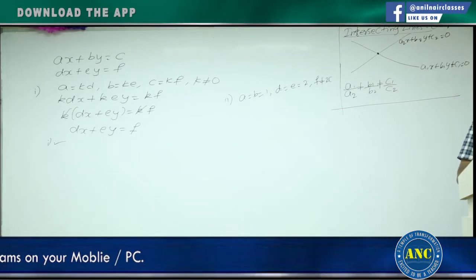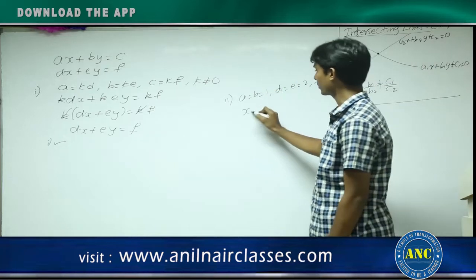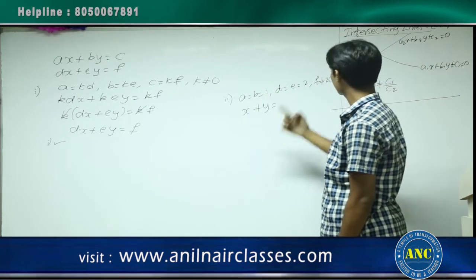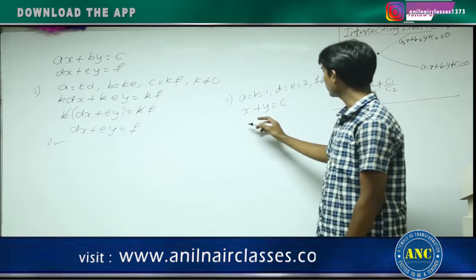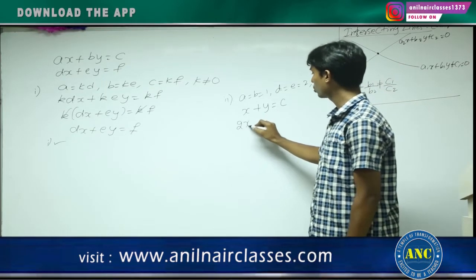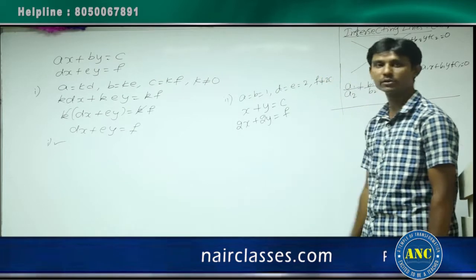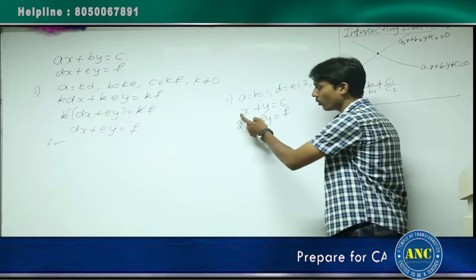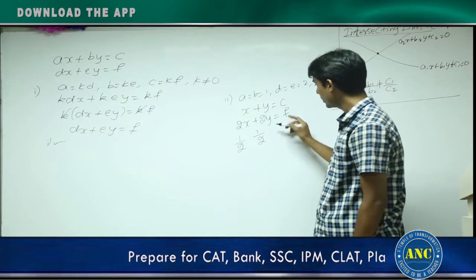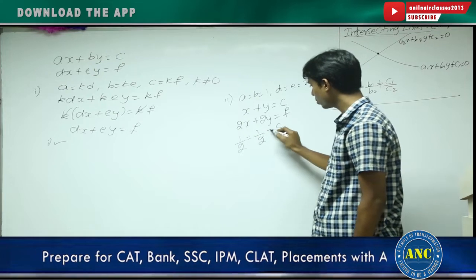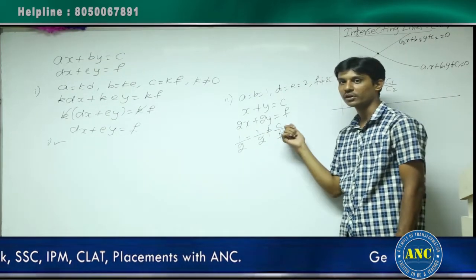Statement 2 alone: A is equal to B is equal to 1, substitute there. It becomes X plus Y is equal to C, because nothing is given about C. D is equal to E is equal to 2, it becomes 2X plus 2Y is equal to F. What is the ratio? It is 1 by 2 here, here also it is 1 by 2, and here it is C by F. 1 by 2 equal to 1 by 2 is not equal to C by F. These two are equal, constants are not equal.